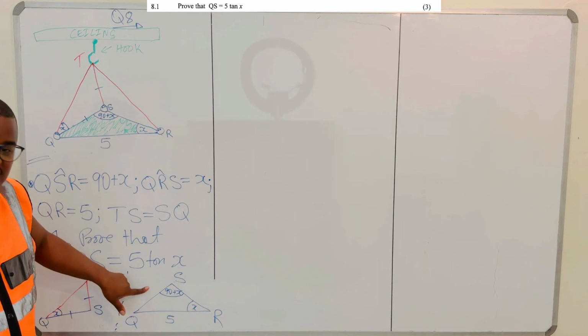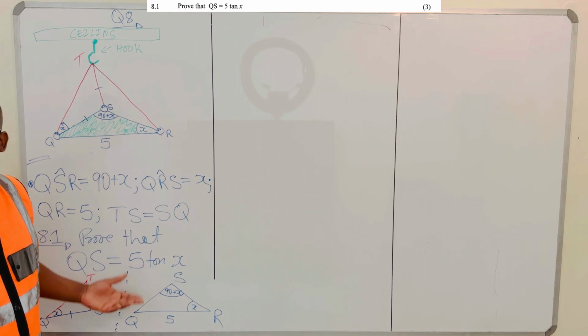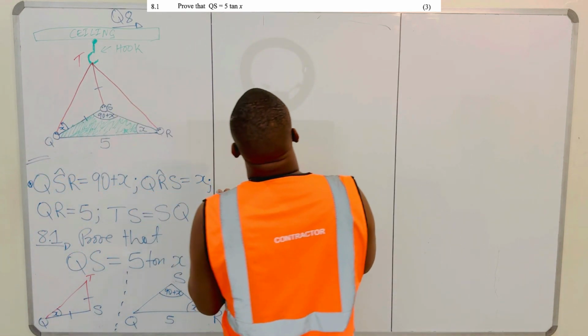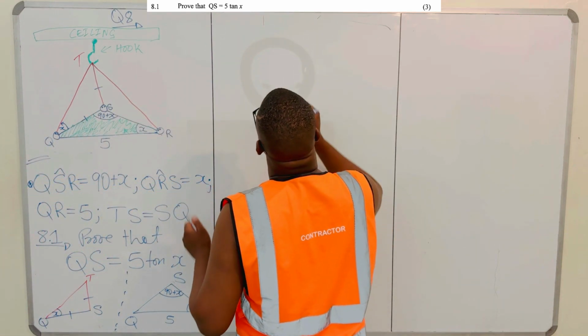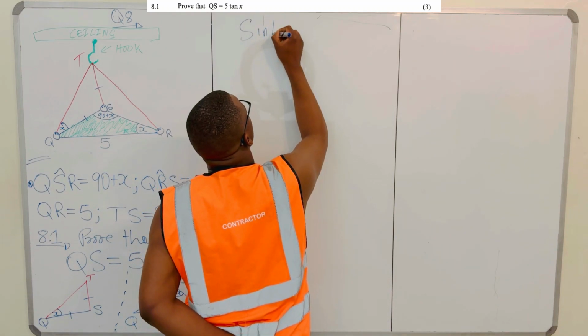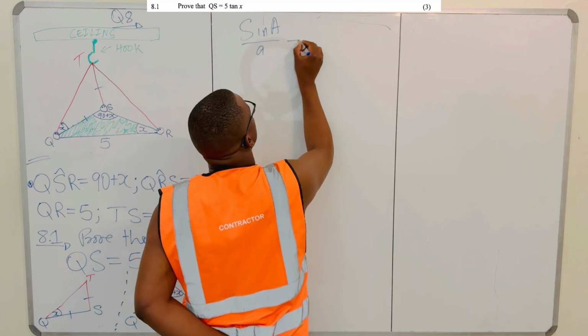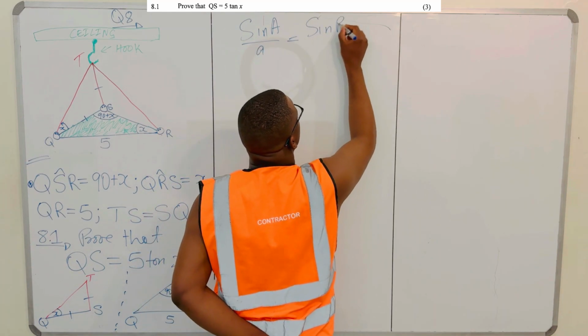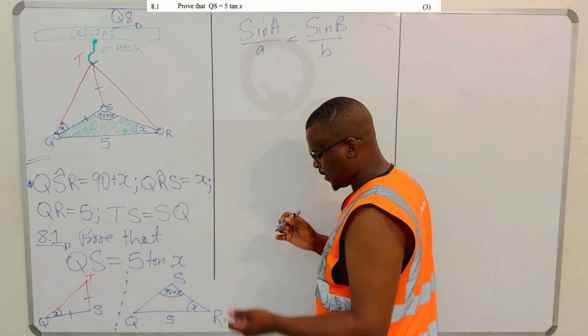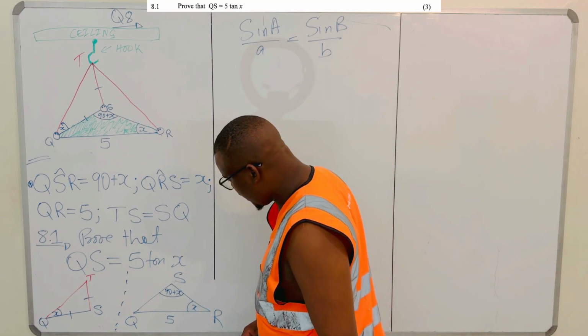You are looking for its opposite side. So you can use the sine rule here, right? What is the sine rule? You say sine of A over small a is equal to sine of B over small b. Not a problem. So in this case, what do we have?